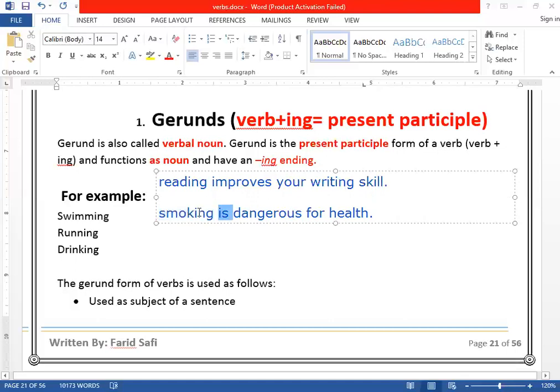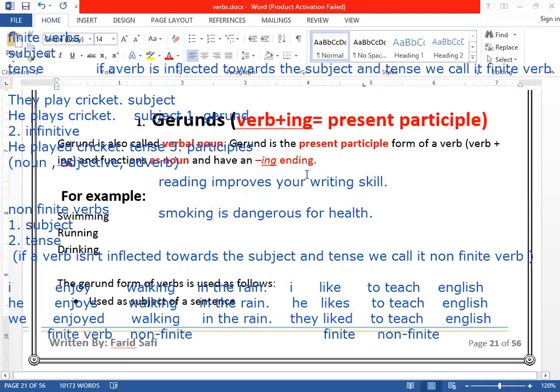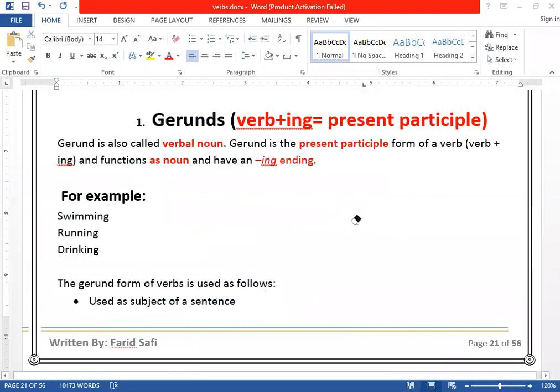The gerund, what is its function? It functions as a noun. Excellent. It functions as a noun. Is this clear?